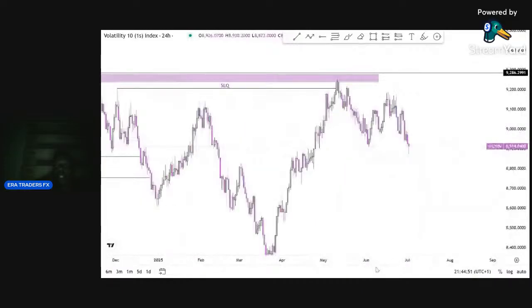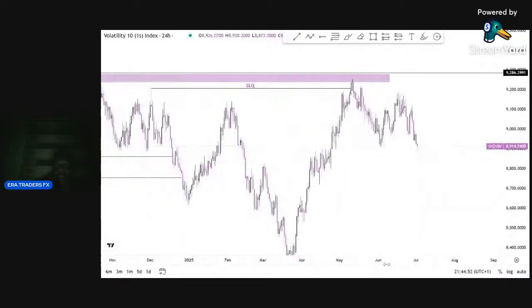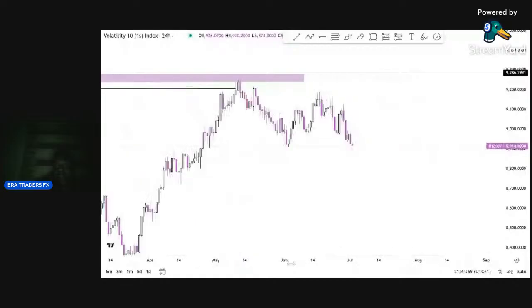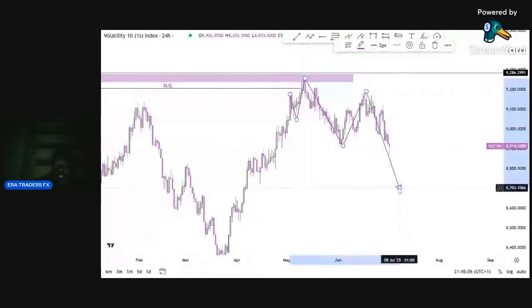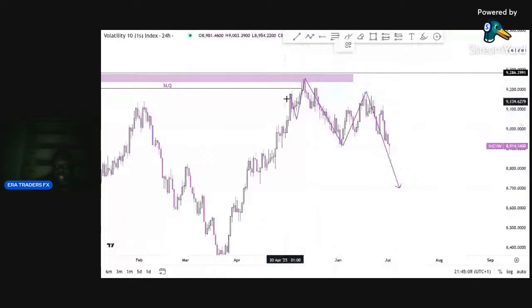So yeah, that's that. What happened here was basically a break of structure, and there was a return into this premium zone, it went to this liquidity engineering clearly, and price dropped. So that was the liquidity engineering that price used.